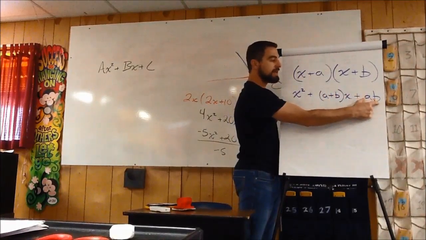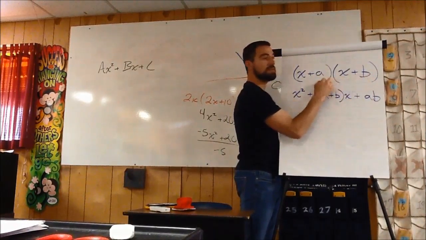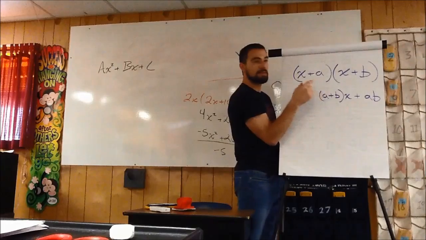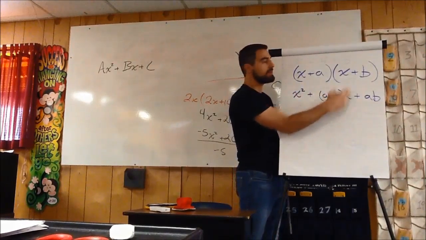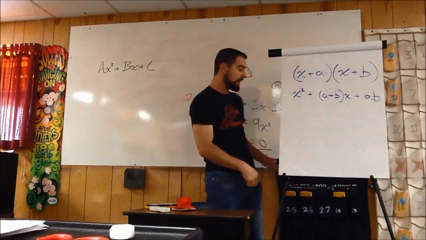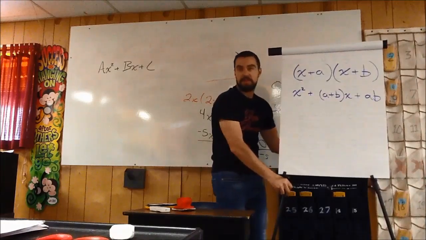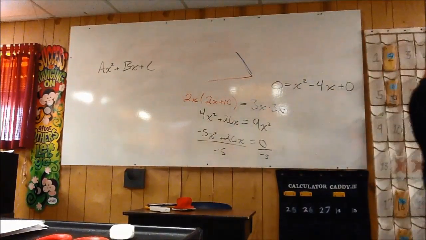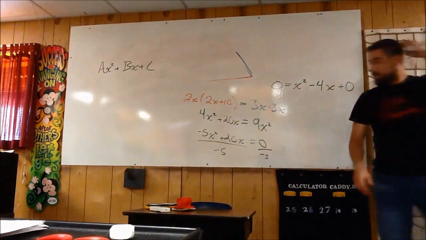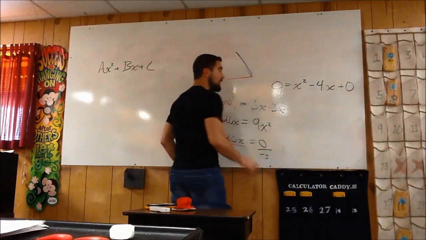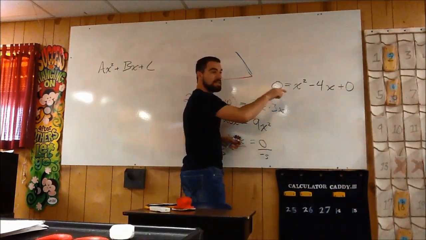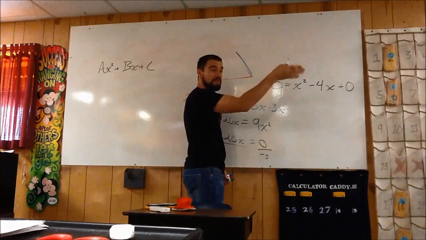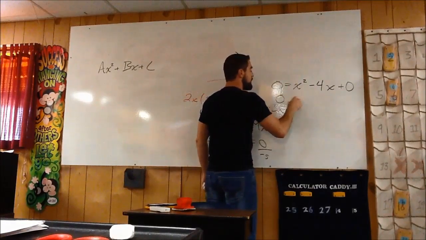That last number is the product of these two. And then the coefficient of this term is the sum of those two constants. Or it can be a variable sum. Awesome. So when we factor this, we're just doing the opposite of distributing.